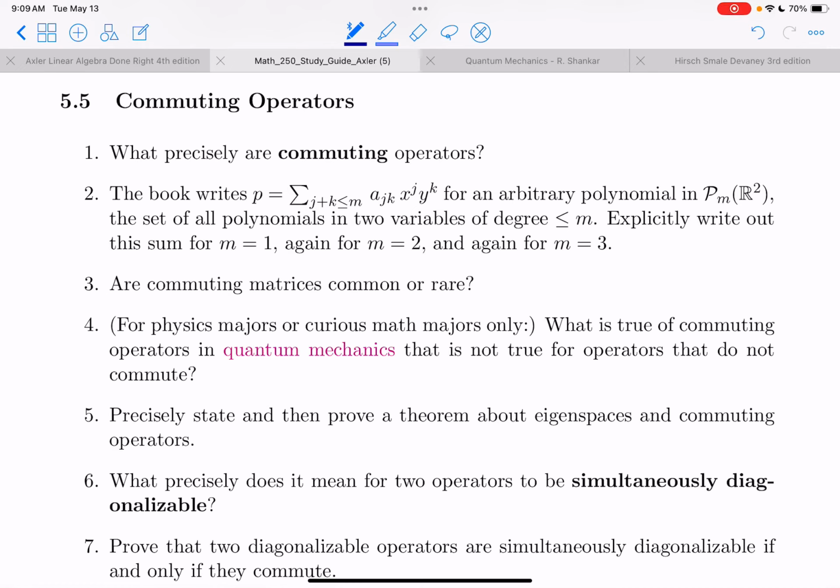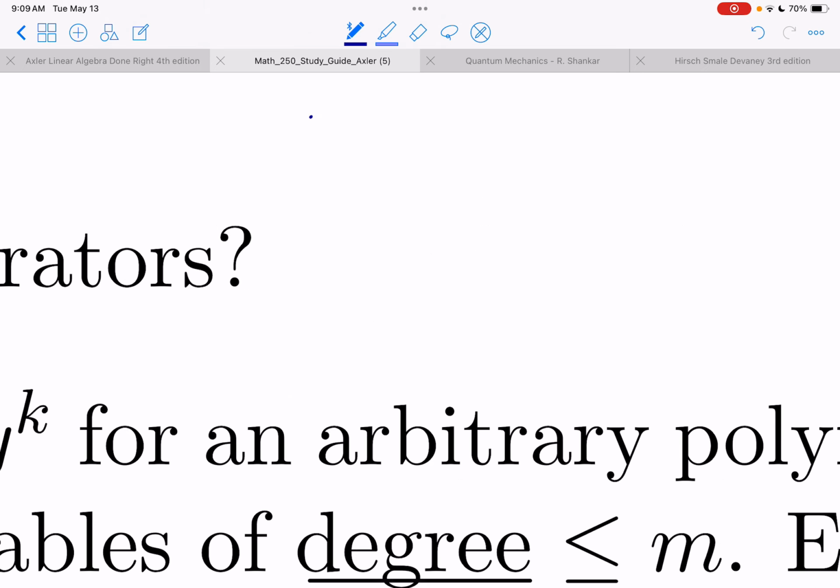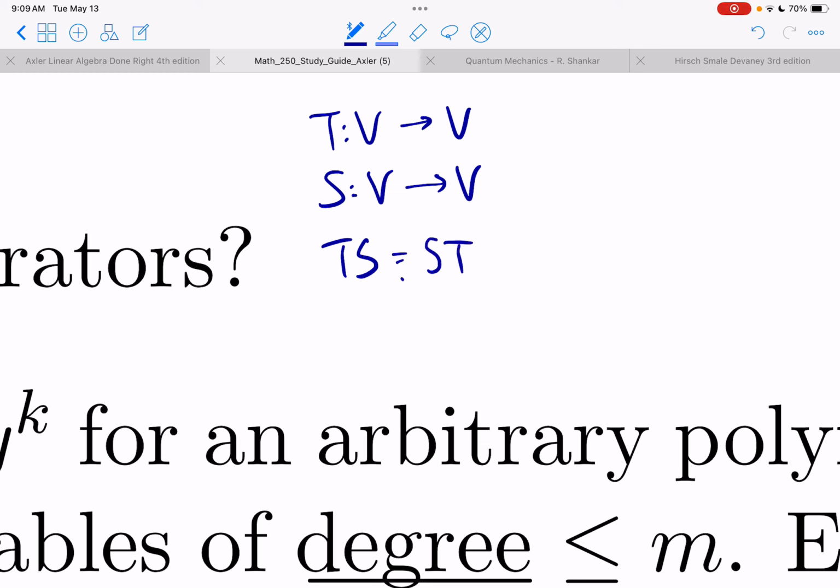Okay, hi everyone. So, commuting operators is the last section of this chapter. So, what are commuting operators? If we have an operator T on V and another operator S on V, then we say they commute if TS equals ST. Now, what does this mean? This is an equation of operators.